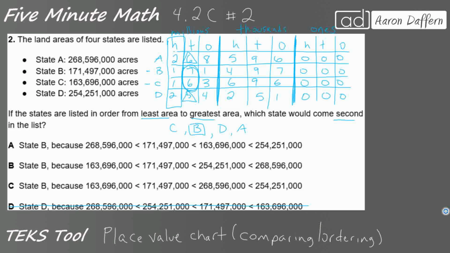So C, B, D, A, and take a look at how they did this. They did this with the less than symbol. So when we have it listed in inequalities like this, that means we're going to put them in order. State C is 163 something million, so we're going to use that first. And then state B is the 171 million, so that comes second. And then state D is the 254. And then the 268. So our answer here is B.